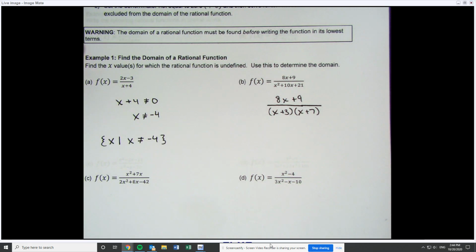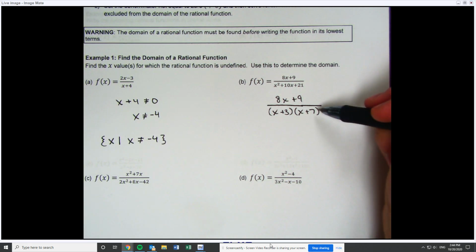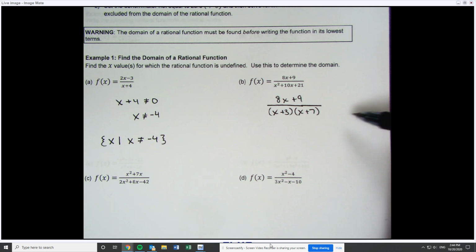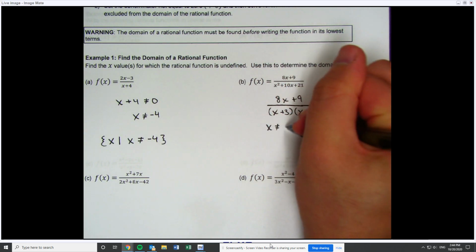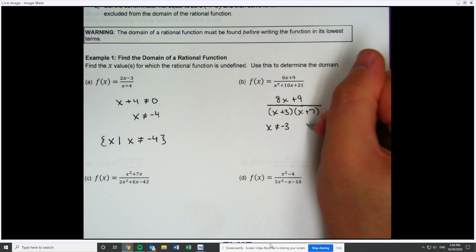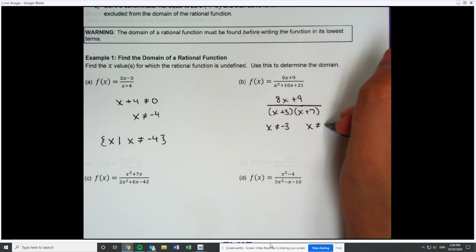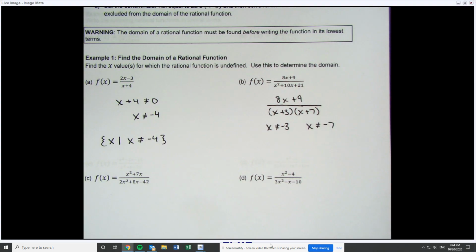Now, the reason I want to factor first is because knowing that I have to set the denominator not equal to 0, when it's factored like this, we can solve it really fast. Looking at this one, I see that x cannot equal -3, looking at this next one, I get x cannot equal -7. And we have our numbers.